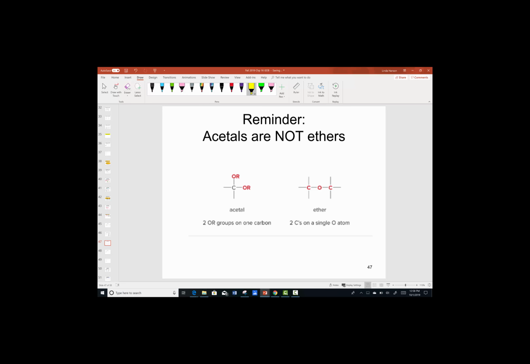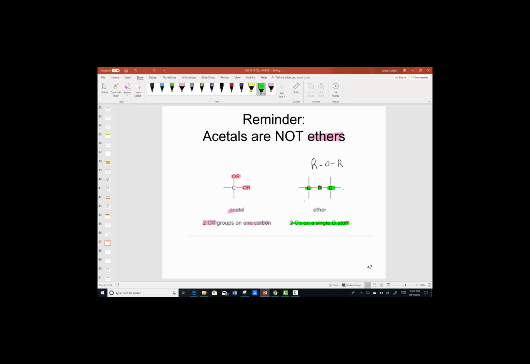I put a slide in here to just remind ourselves there is a difference between acetals and the term ether, which we practiced in a previous chapter. We recognize an ether as being an ROR, that these carbons are attached to other carbons or perhaps hydrogens. But what's different with an acetal or a hemiacetal is there's more oxygen attached to a single carbon. There's 2 OR groups on one carbon to make the acetal, whereas there's 2 C's on a single oxygen atom.